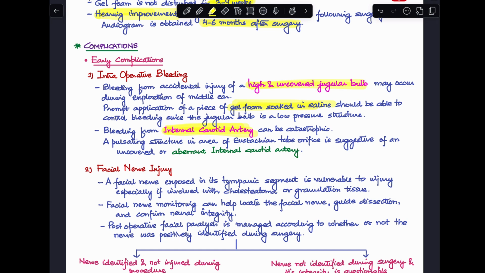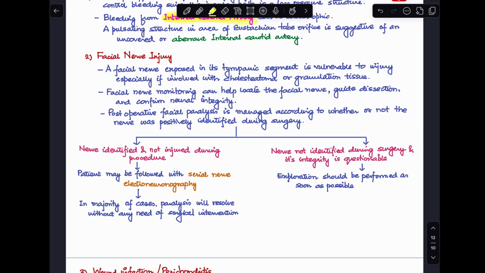Next, the next injury that is very majorly seen is facial nerve injury. A facial nerve exposed in its tympanic segment is vulnerable to injury, especially if involved with cholesteatoma or granulation tissue. Facial nerve monitoring can actually help you in locating the facial nerve and confirm neural integrity. So, if the patient comes to you with a post operative facial paralysis, how you will manage it will depend on whether or not the nerve was positively identified during surgery.